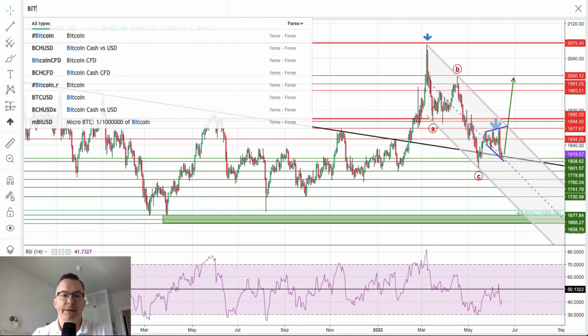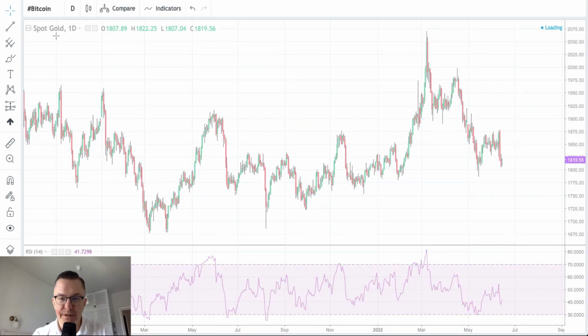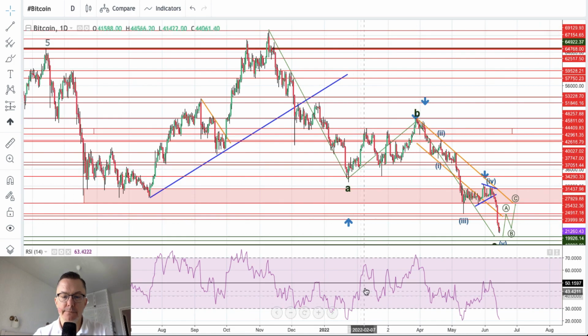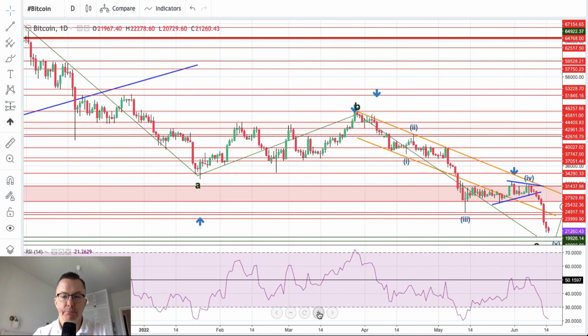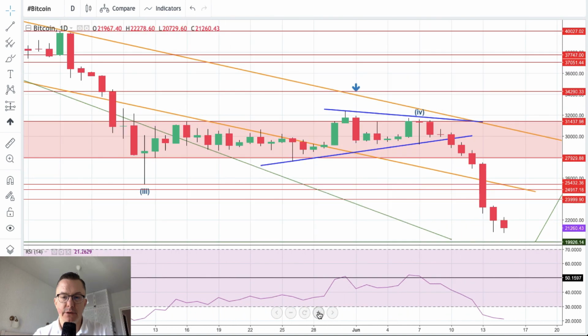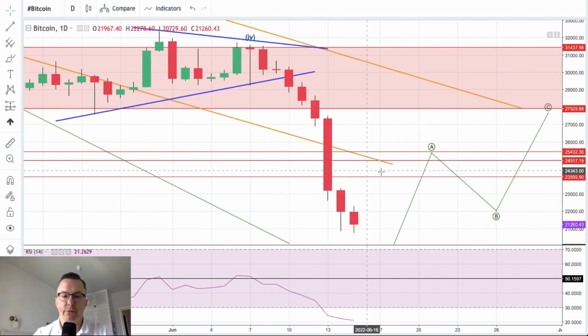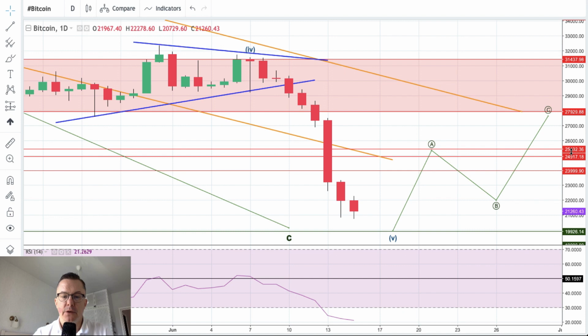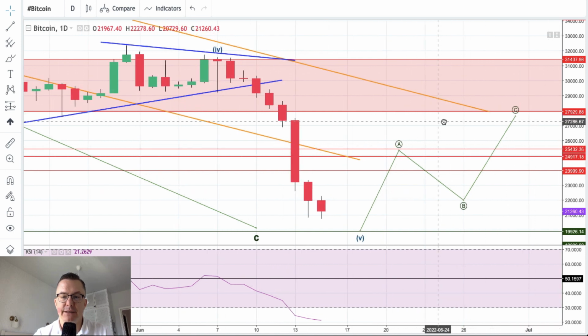And last but not least, almighty Bitcoin. The Bitcoin market is not doing well, because we are still going lower. The next target is of course 19,926. This is where the wave 5 is expected to complete, and then a bounce in 3 waves to the upside is expected towards 27,929.